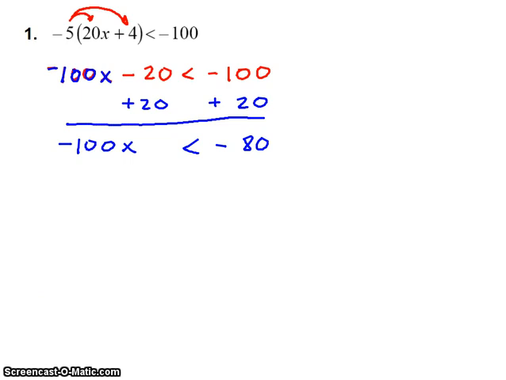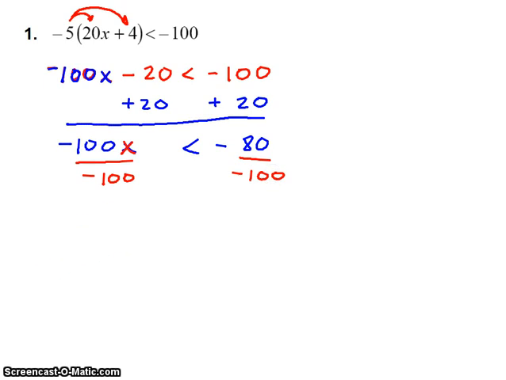So what we want to do is solve for x. We want to get x all by itself. And what's happening to that x? Well, we have a negative 100 multiplying times x. So we want to divide both sides by negative 100.